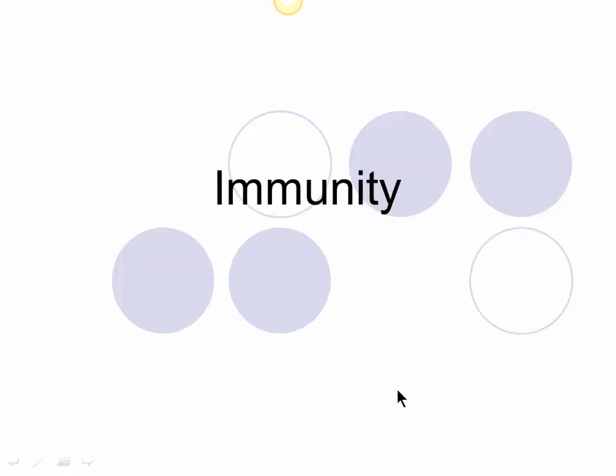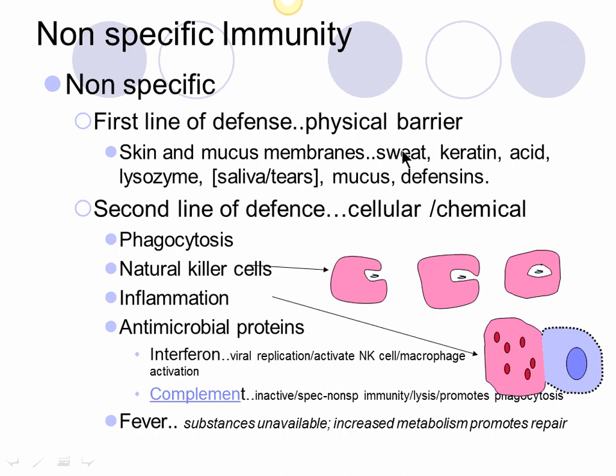Okay, so we'll begin immunity today. So let's look at the different types of immunity that our body provides us with. The first one is what is known as non-specific immunity, or also known as innate immunity.